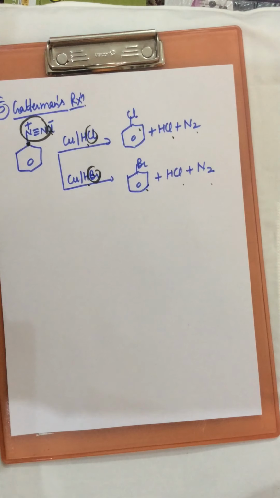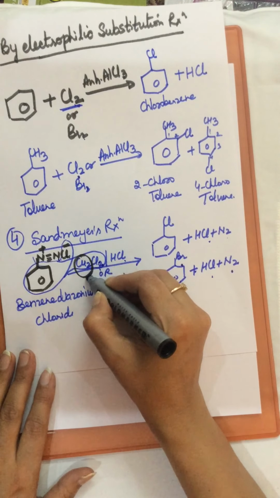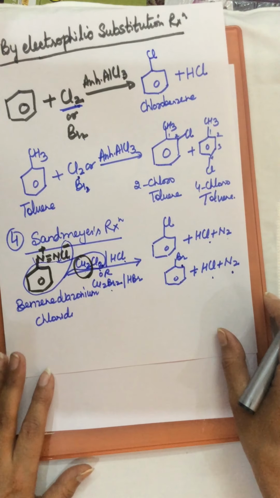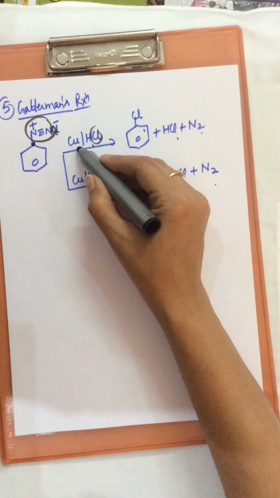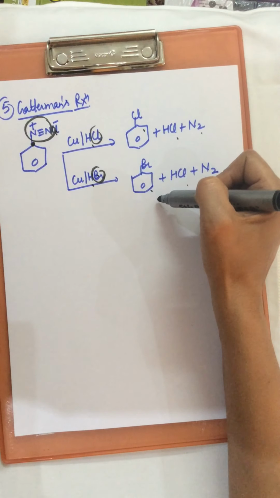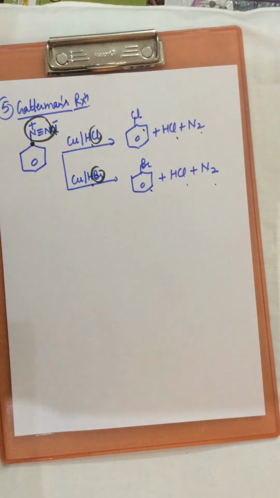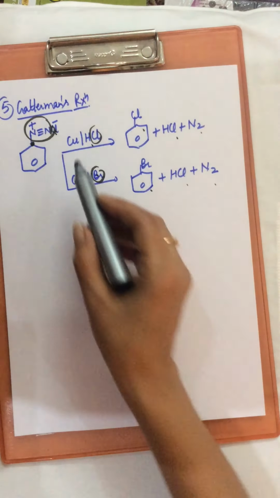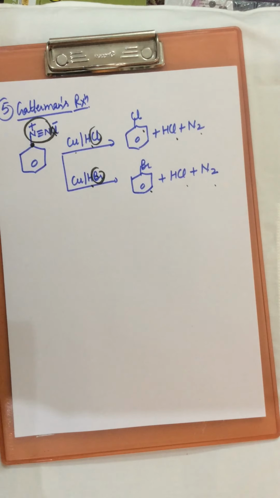The only difference is that in Sandmeyer's reaction we had Cu2Cl2. Since there was no role of the copper chloride here, when only copper was used, the same products were formed. That is why this reaction by Gattermann is a little advanced over Sandmeyer's reaction. So there was no need to take Cu2Cl2, only copper was also giving the same products.